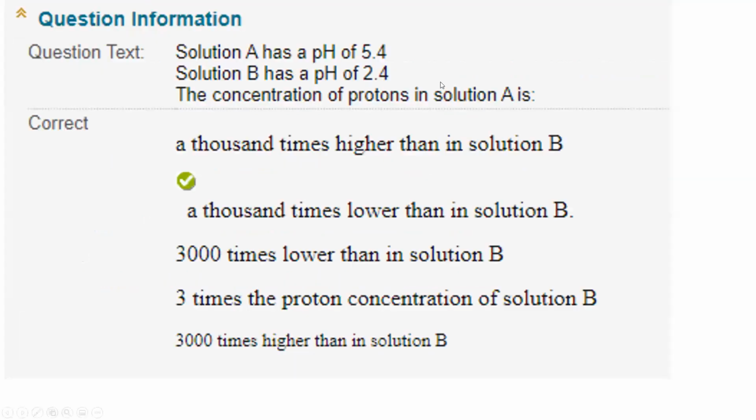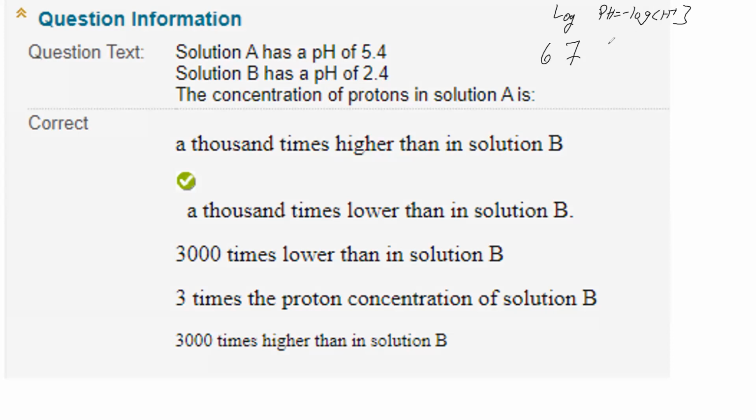So the next one has to do with pH. Solution A has a pH of 5.4, B has a pH of 2.4. So what does this mean for A? That means the concentration of protons in A is 1,000 times lower than B. So for the pH scale, it's a logarithmic scale. That's why pH equals minus log hydrogen.